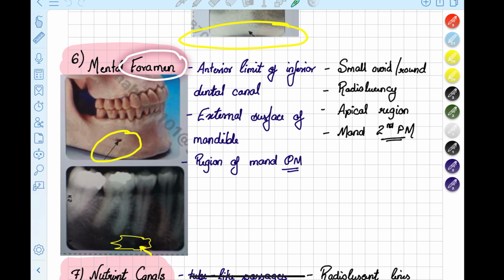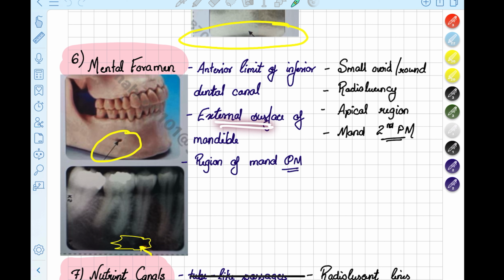The next structure is the mental foramen. As the name suggests, foramen, so how will it appear? Yes, correct. It will appear as a radiolucent structure. The location is the anterior limit of the inferior dental canal. As we know from anatomy, there is a canal which is coming here. Anterior means frontal, limit means where it ends. So the anterior limit of the inferior alveolar canal, or inferior dental canal, is the mental foramen.